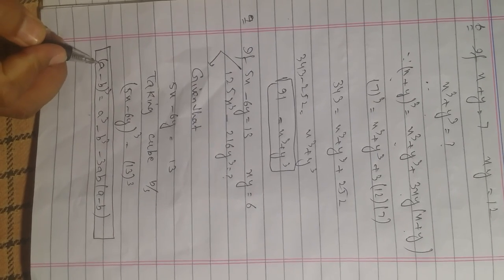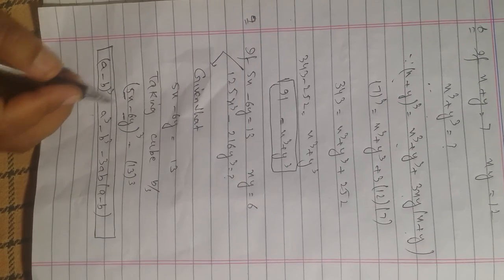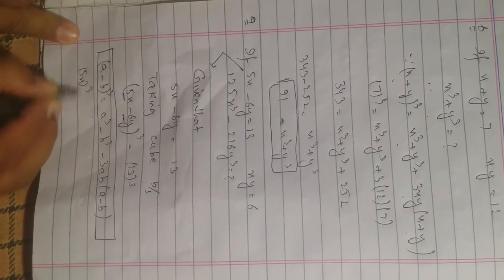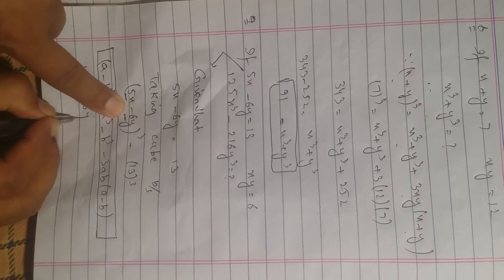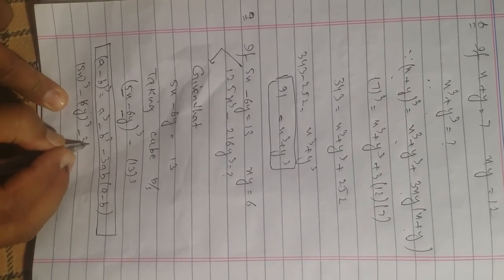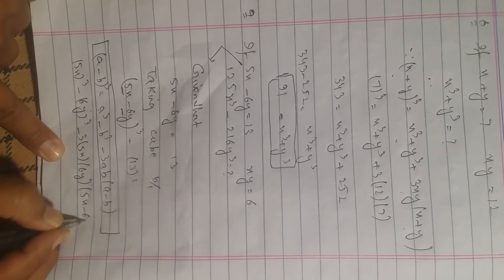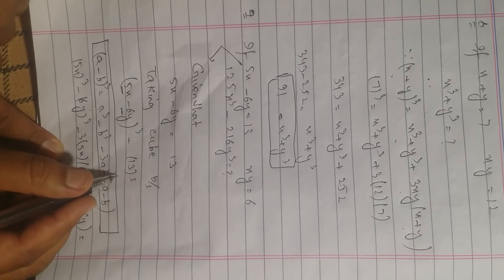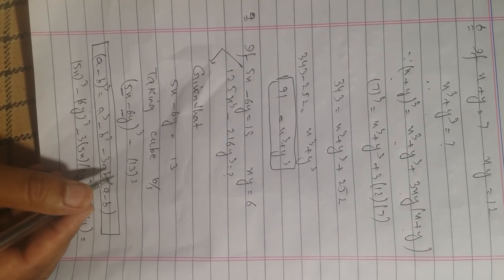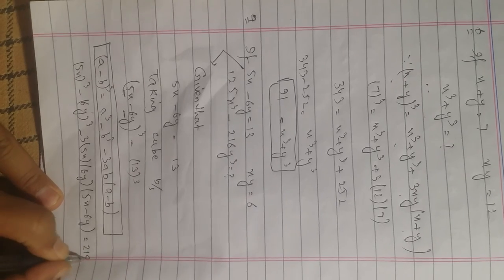Here A minus B, this formula will be used. First of all, we write (5x) cube minus (6y) cube minus 3 into 5x, 6y into (5x minus 6y). 13 cube is equal to 2197. Use a calculator, dear students.